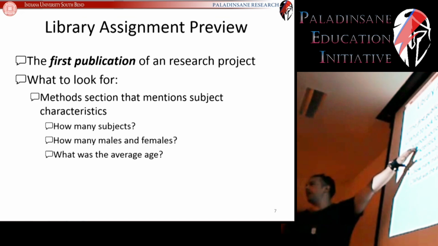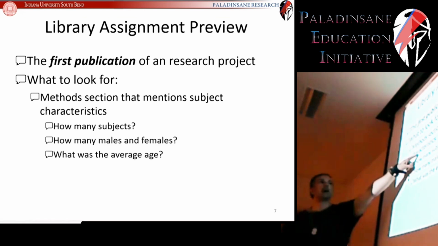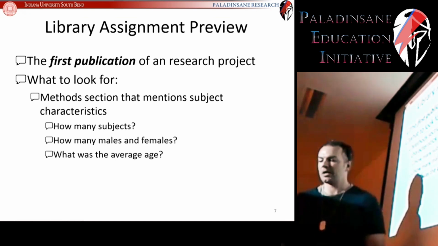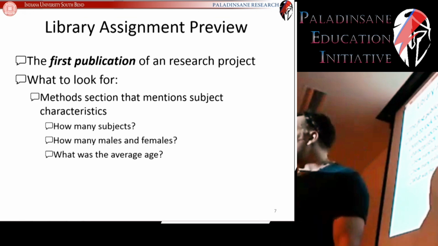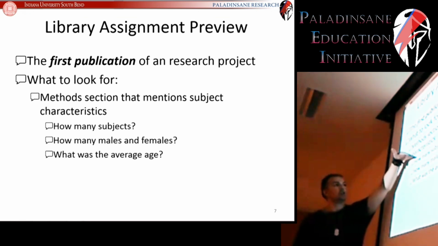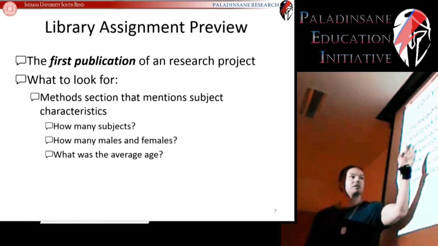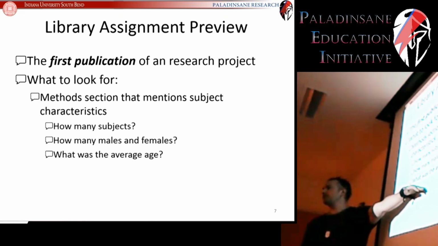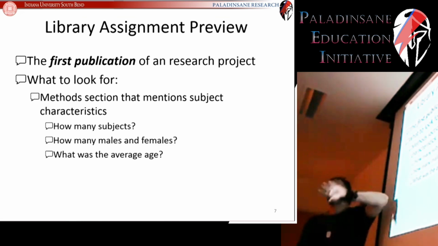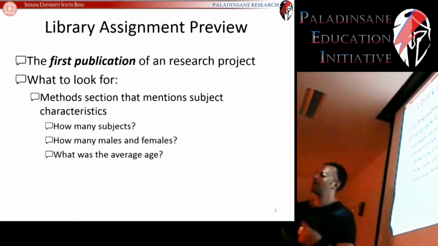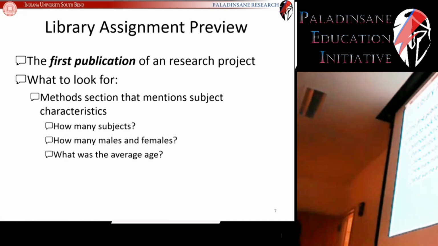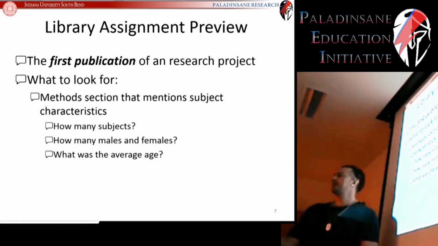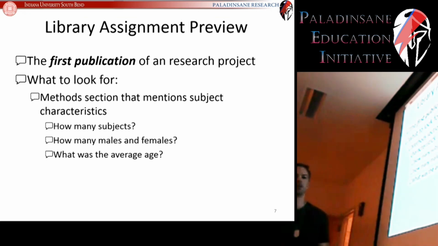Because occasionally a review paper will have a methods section, but it will not have anything about subject characteristics, right? Meta-analyses will have a methods section, but nothing about subject characteristics. So the first step is find that methods section. Second step, you should see a subsection that says we had this many subjects, this many males and females, this was the average age. You might not get all three pieces of information, but if you don't have a single one of these, it's not a primary research paper, you've got to go to another source. So that's one of the first things you can look for. This will get you to about 90% sure that you're dealing with a primary research paper.